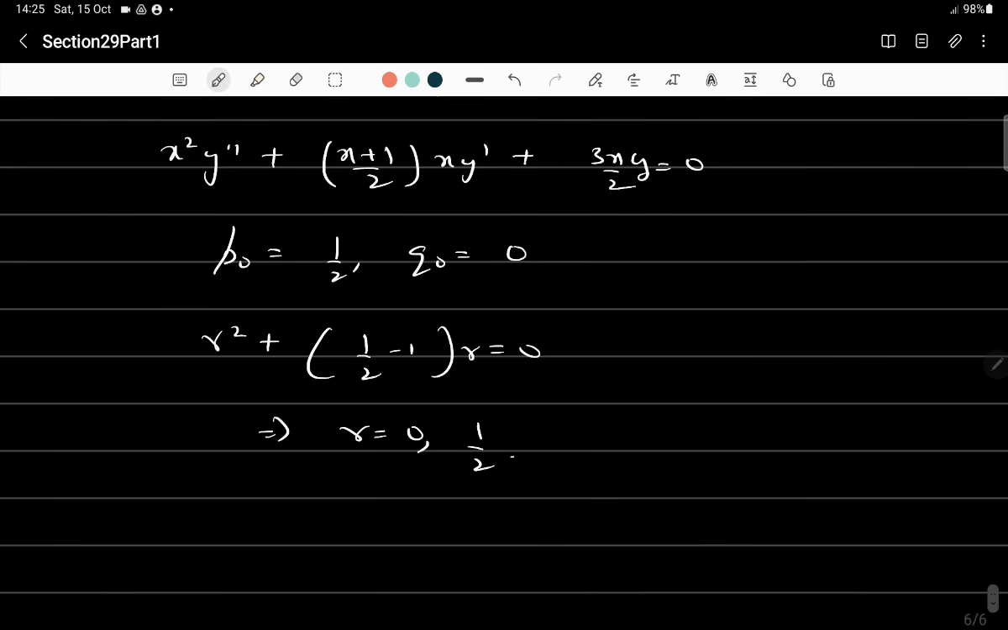So in today's class we have seen how to find the indicial equation and its roots. Now based on the roots there will be 4 cases to find the Frobenius series solution. So we will discuss 2 cases in the next class and then 2 more cases in the coming classes.